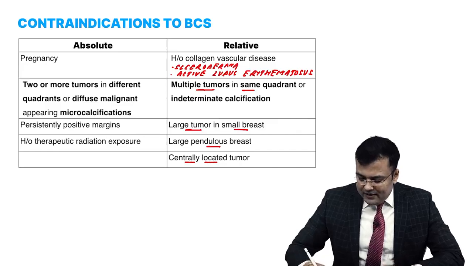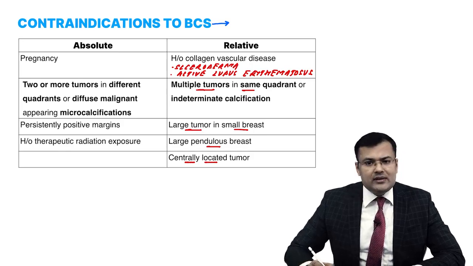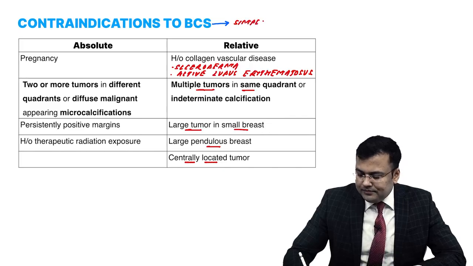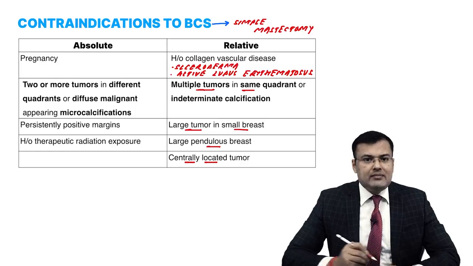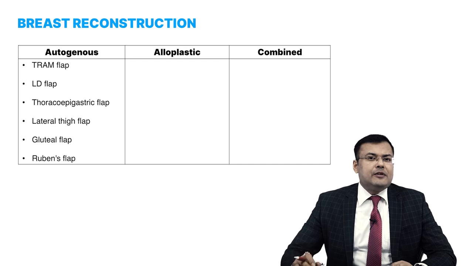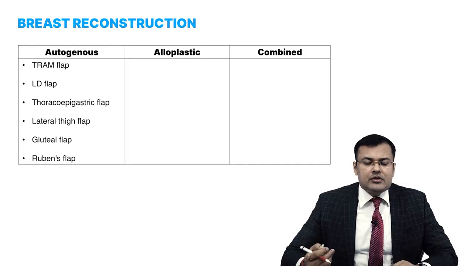If breast conservation surgery is contraindicated, what should be done? Obviously in these cases, we go for simple mastectomy. Simple mastectomy is done if there is a contraindication to breast conservation surgery. Now see the types of breast reconstruction. First, autogenous. Autogenous means the patient's own tissues are used.